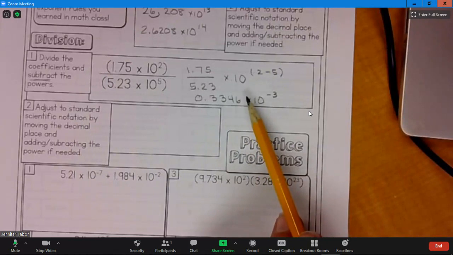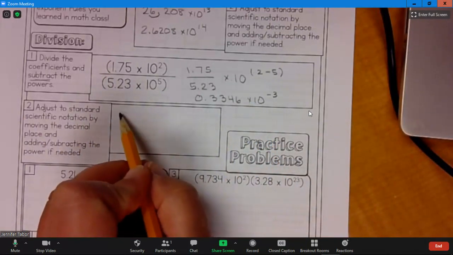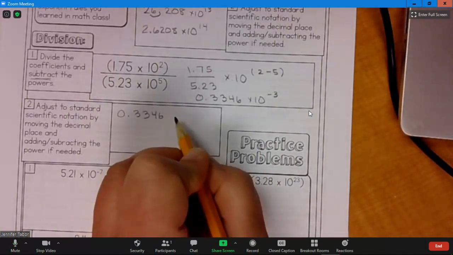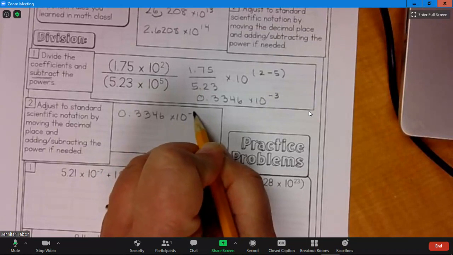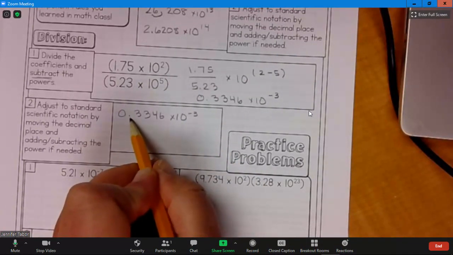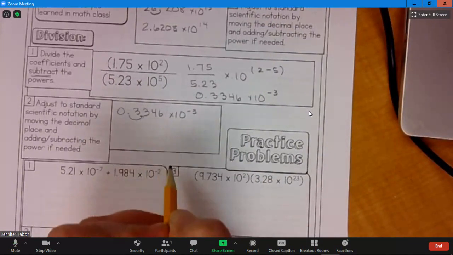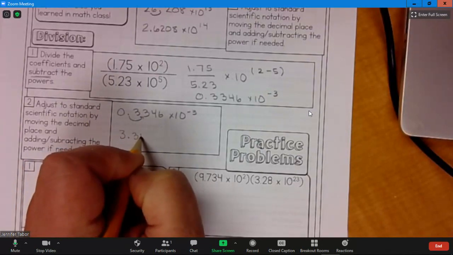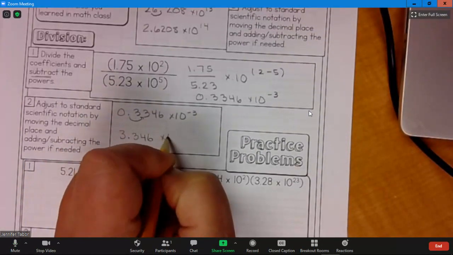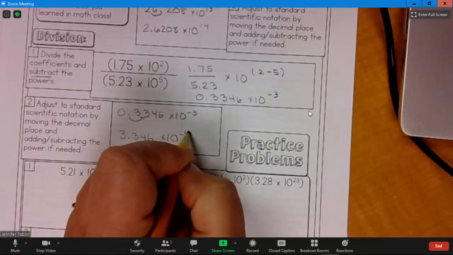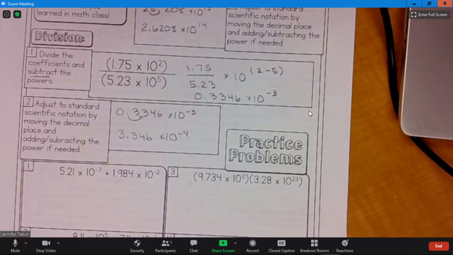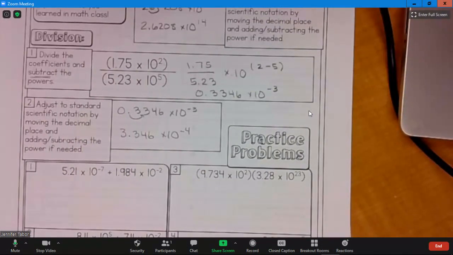And again, we notice that our number is not in proper scientific notation, right? So we need to adjust it. 0.3346 times 10 to the negative 3. We move our decimal place one jump to the right, and we end up with 3.346 times 10 to the negative 4. It gets more negative because we moved it to the right. If we'd moved it to the left, it would have gotten more positive.